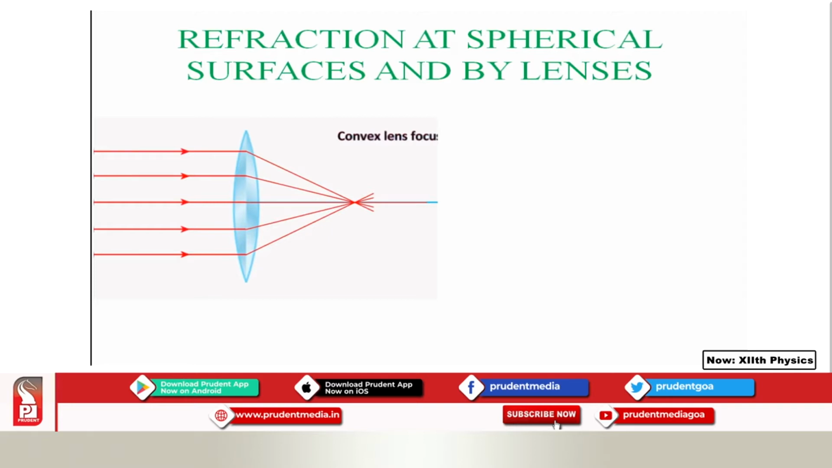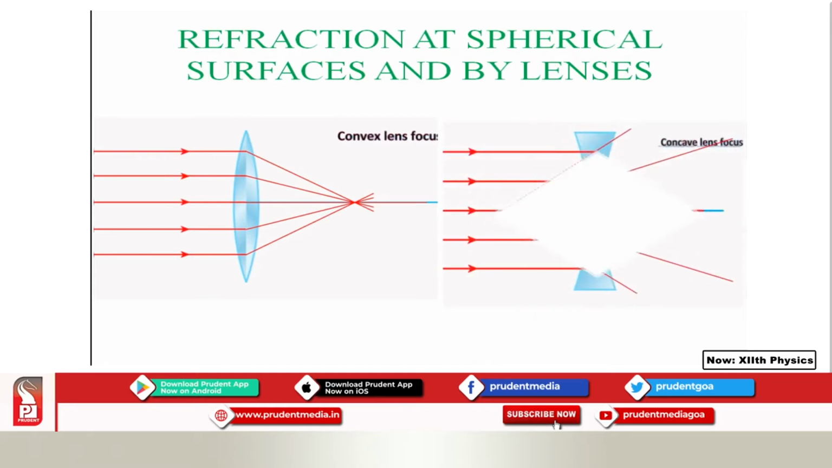Just like in mirrors, we have certain terms which we need to know. There's a principal axis, and the center will be termed as the optical center. So that was for the convex lens.